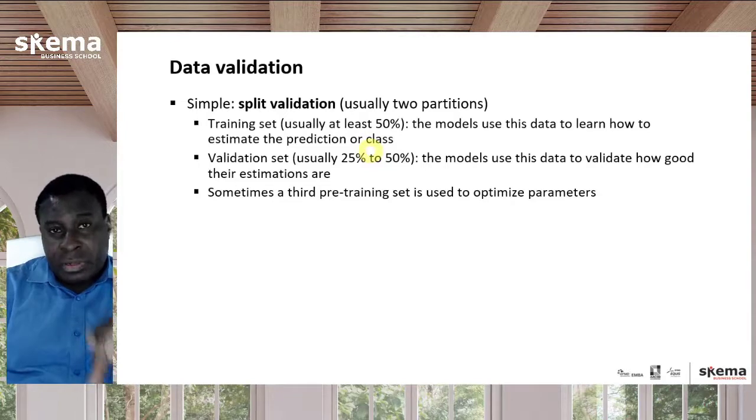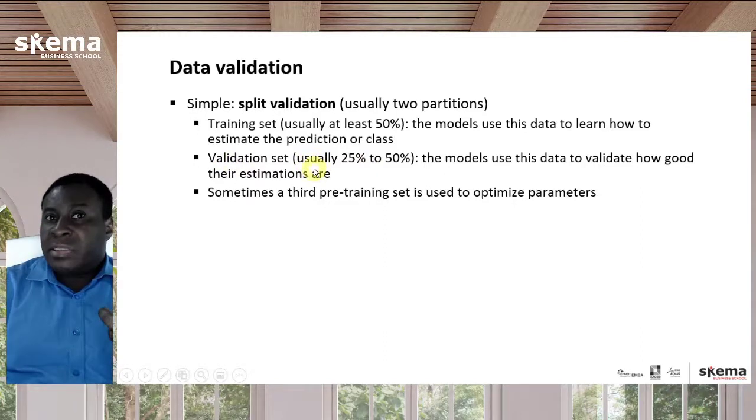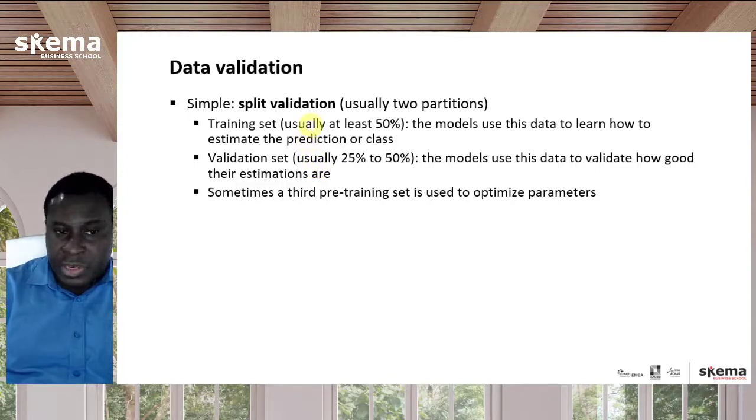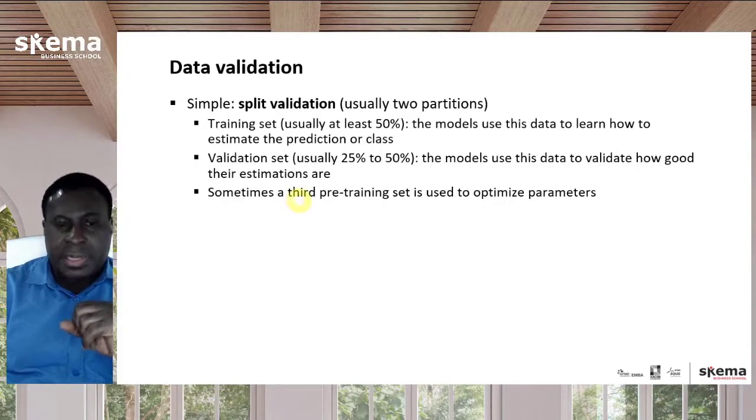And if the model does a good job in predicting on the data whose answers it did not see, then that gives a good indication that it would do a good job in the future. And vice versa. If, on the contrary, it does a poor job on the validation data set that it cannot see, it's an indication it's not going to do a good job on future data that you can't see either. Sometimes you might have a third pre-training set to optimize parameters, but that's somewhat advanced. So that's the basic idea of split validation.